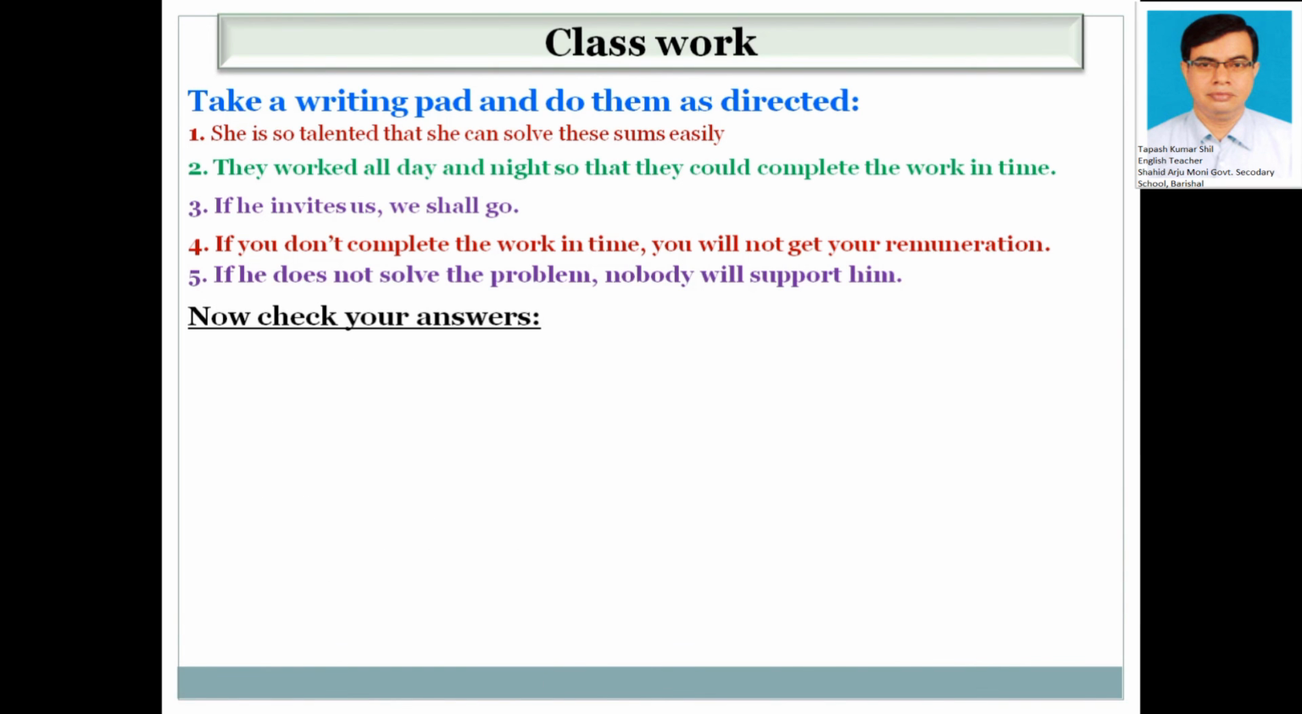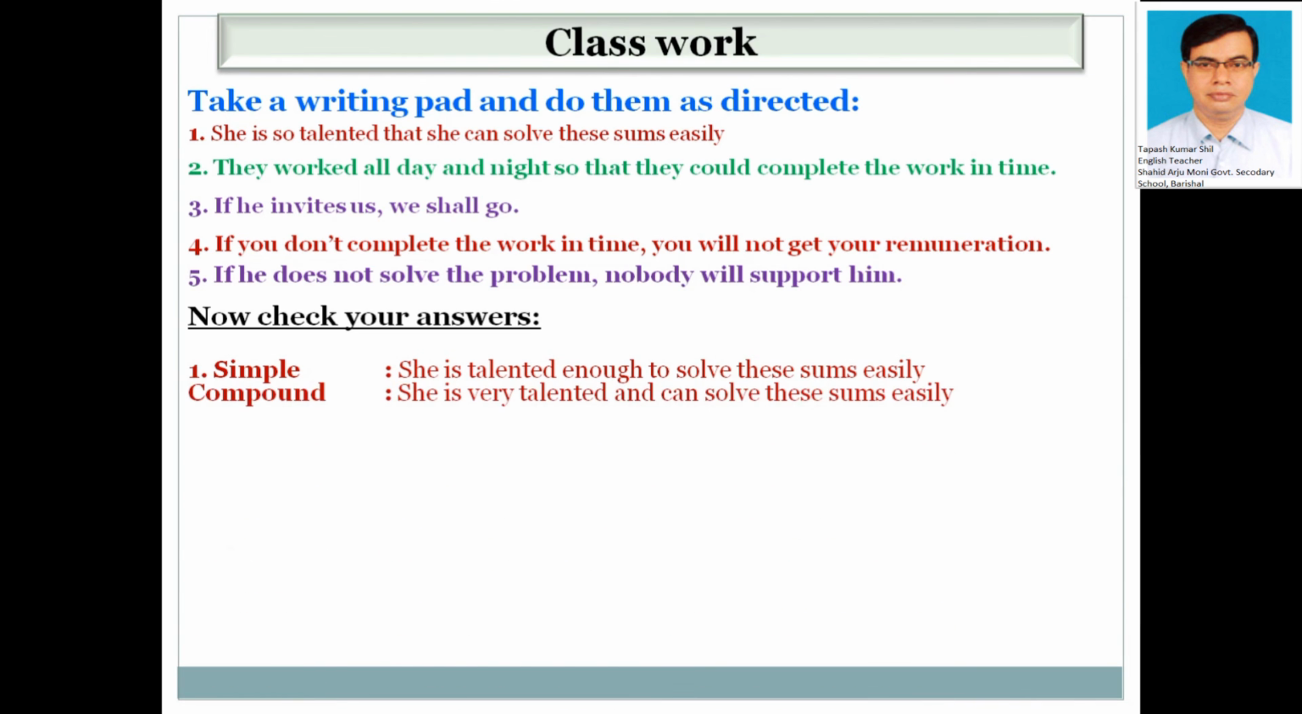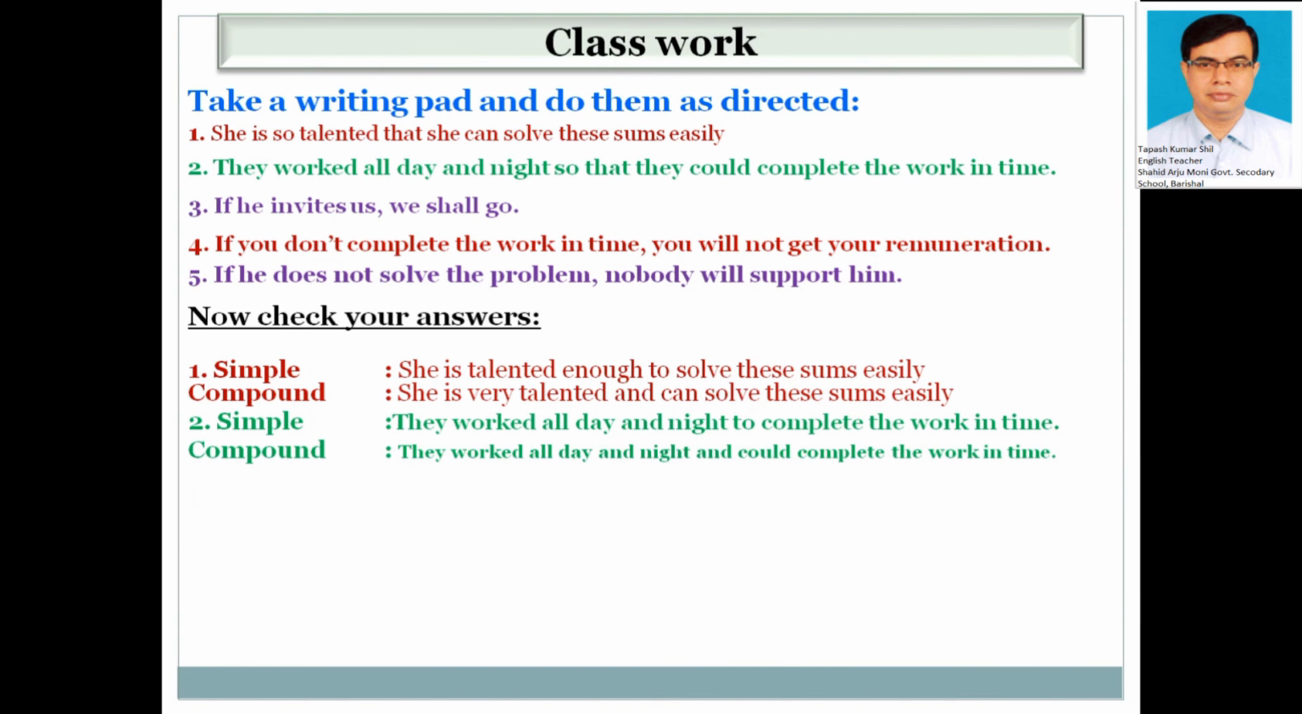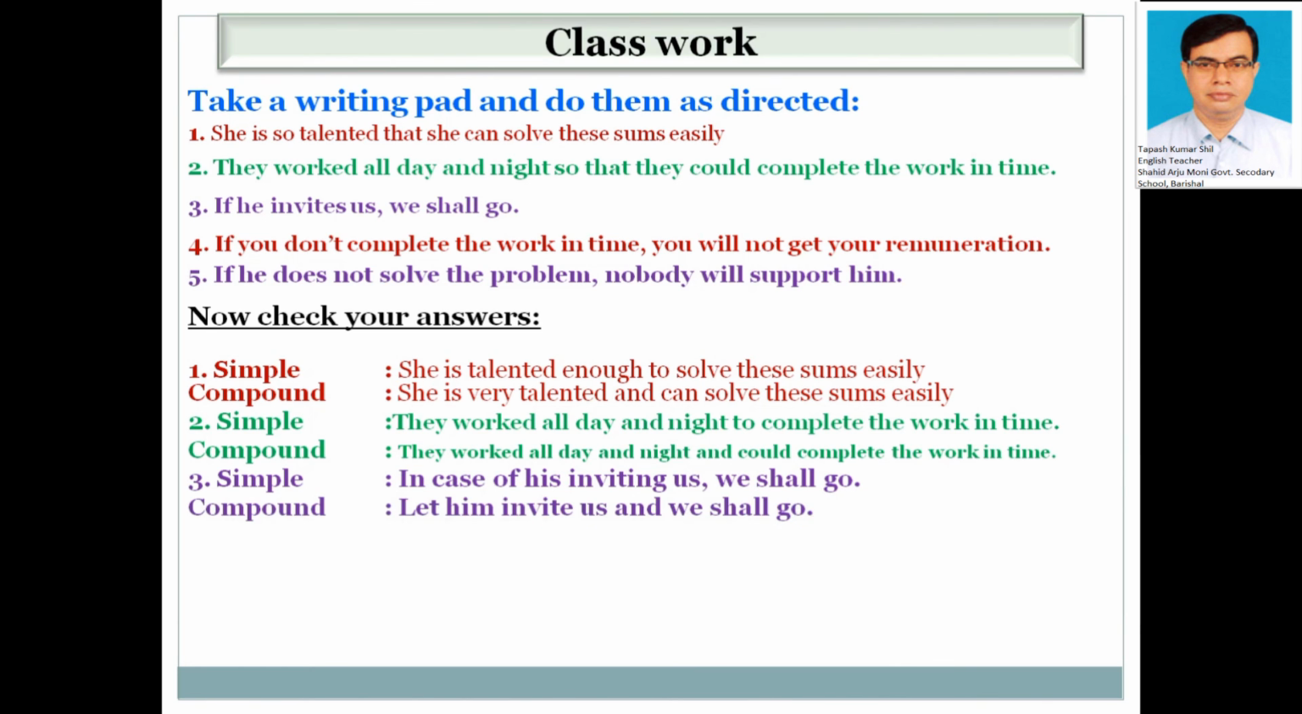Now, check your answers. Simple. He is talented enough to solve these sums easily. Compound. She is very talented and can solve these sums easily. 2. Simple. They worked all day and night to complete the work in time. Compound. They worked all day and night and could complete the work in time. 3. Simple. In case of his inviting us, we shall go. Compound. Let him invite us and we shall go.